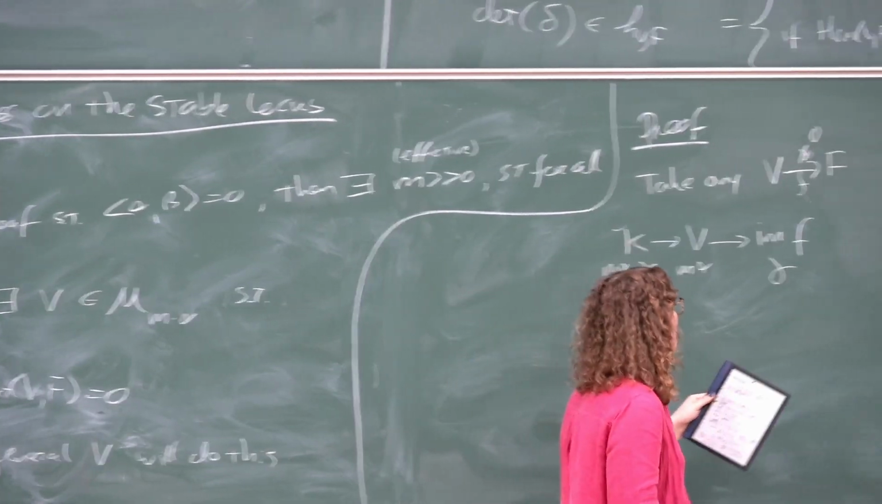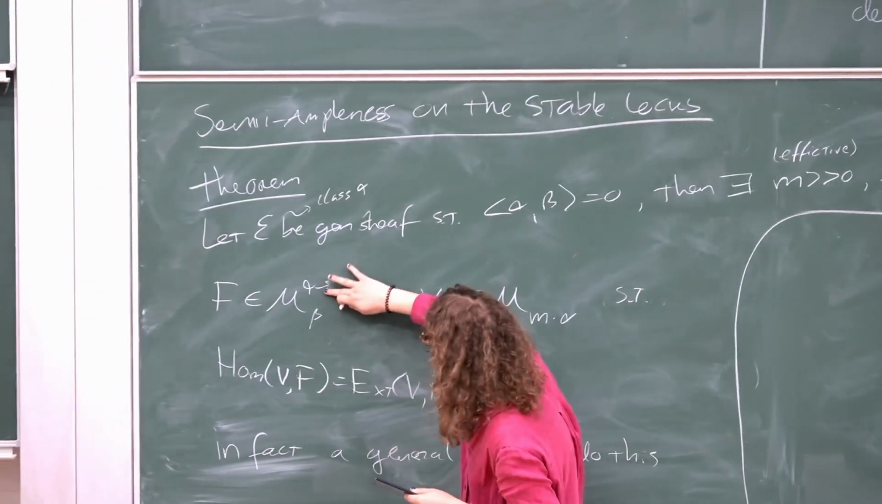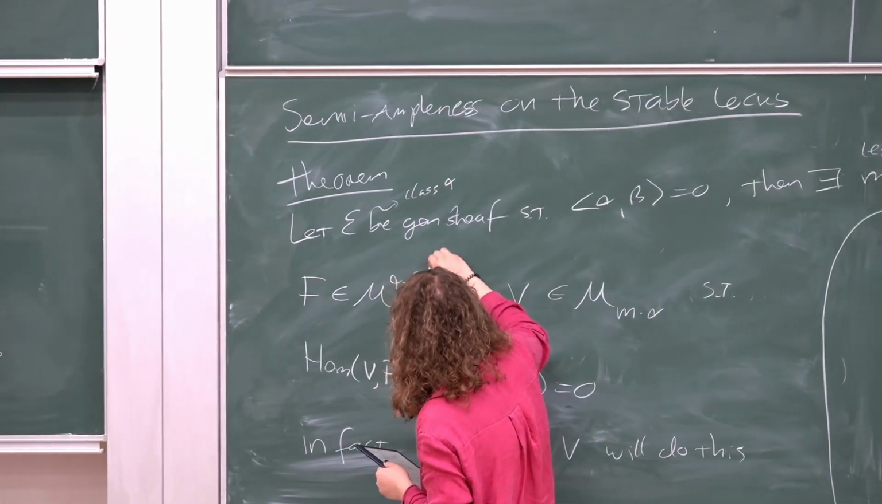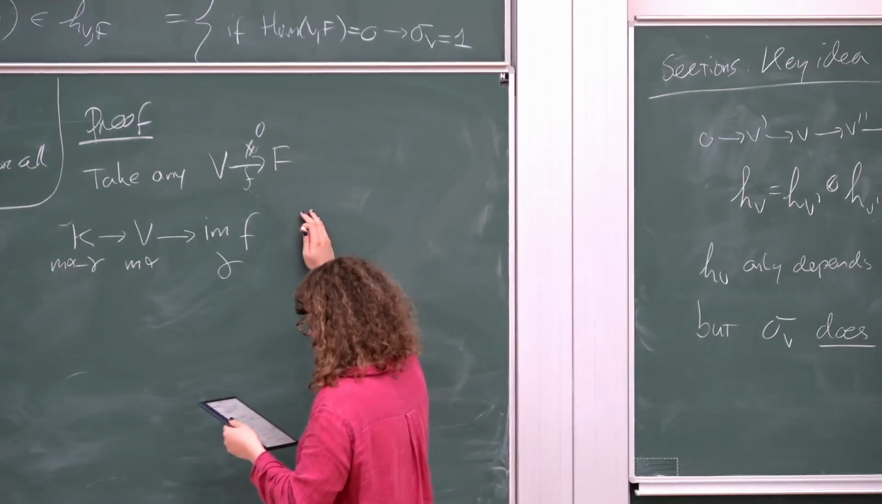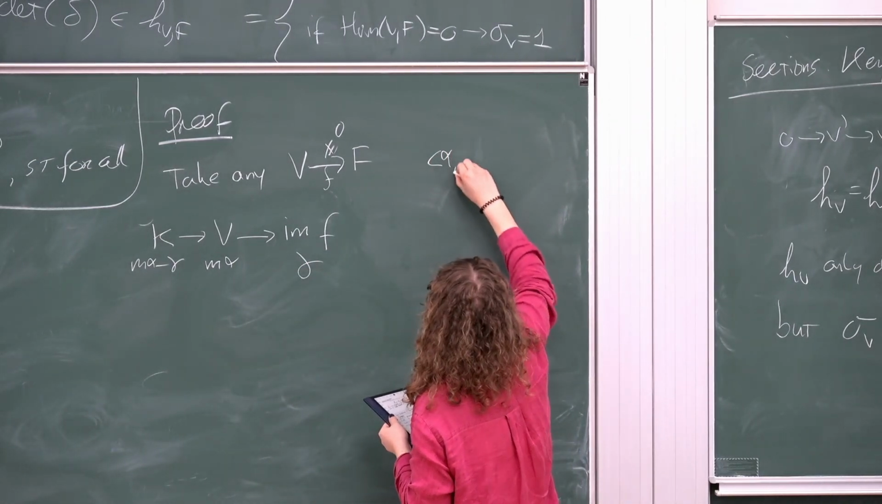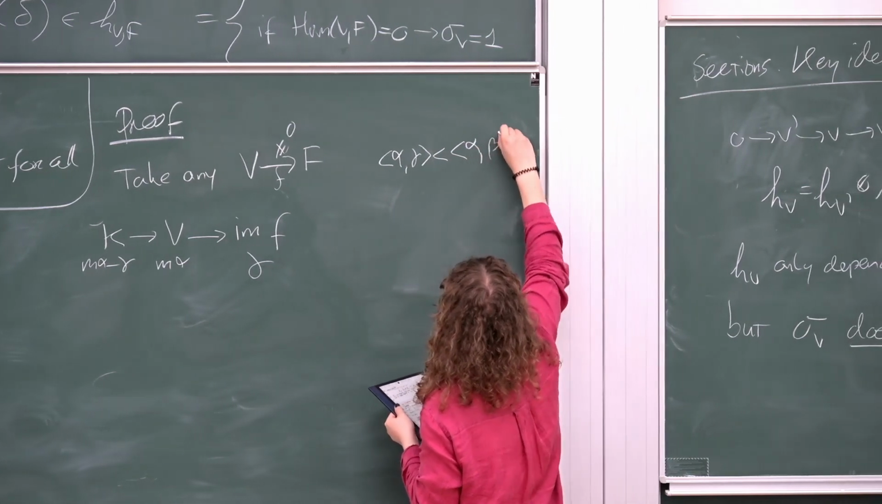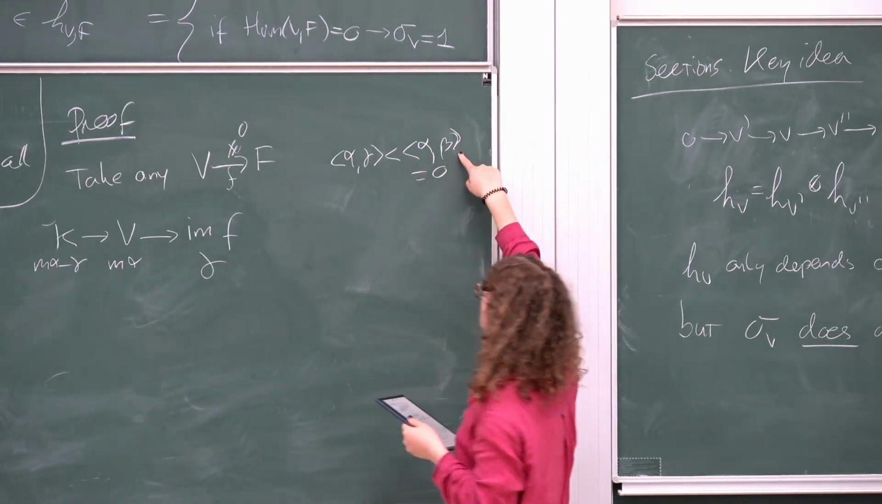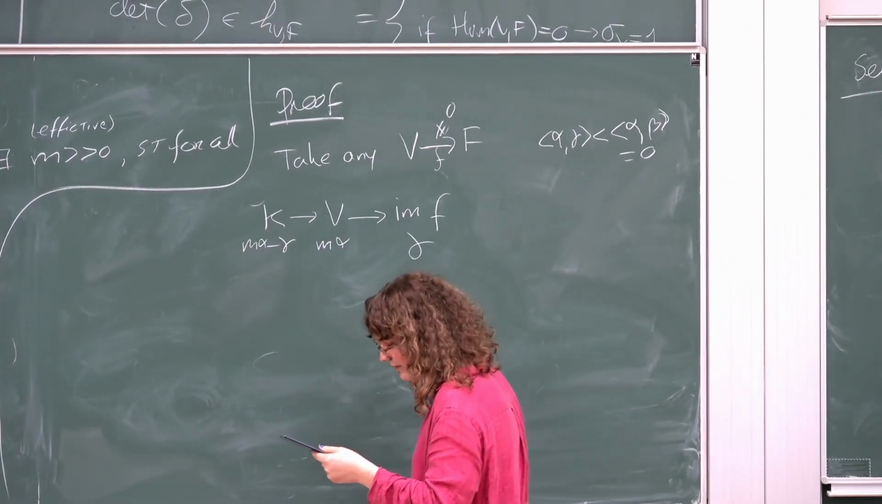And then, yeah, so I said semistable, I really mean stable now. So we now know by our assumption on stability that this is less than alpha beta, which is 0 by assumption. This is the slope condition.